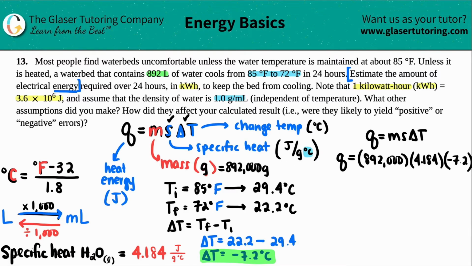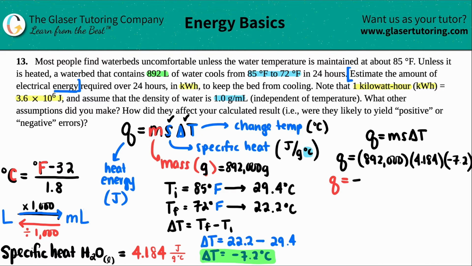And now let's figure that out. Q equals, let's just multiply all across. So 892,000 times 4.184 times negative 7.2. And I just want to make sure that I put my mass in right. That looks right. Big, big, big number, mainly because a waterbed is huge. So you're going to need a huge amount of joules.